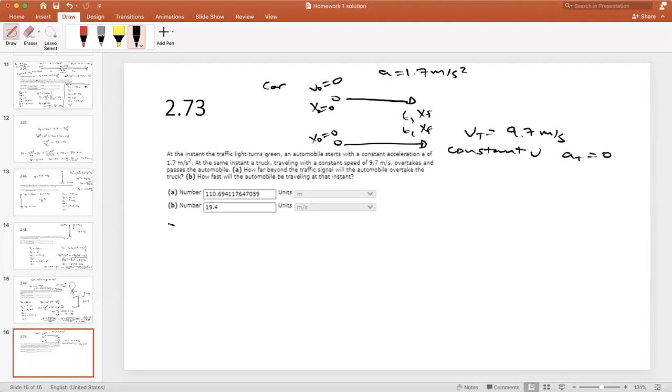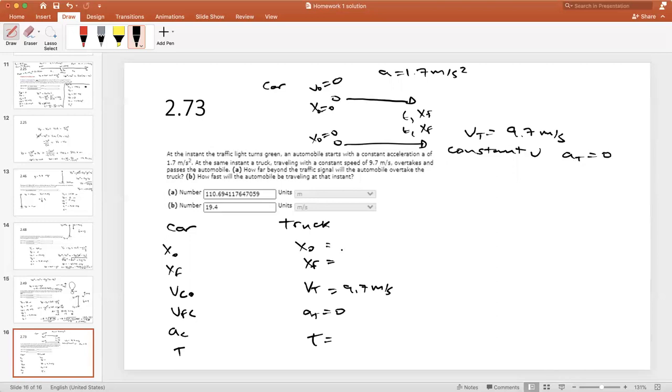So what we do in this problem is for the car and for the truck, we write their variables. V initial of the car, V final of the car, A of the car, T, X initial, X final. For the truck, I'm not going to write V final because A of the truck is 0, so V of the truck is always the same. I know it's 9.7 meters per second. X initial was 0. I don't know what X final is, but this is what I want. I'm not going to find time. I'm going to find the final velocity of the car.